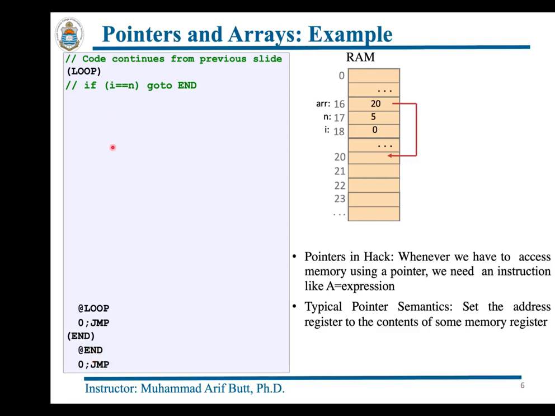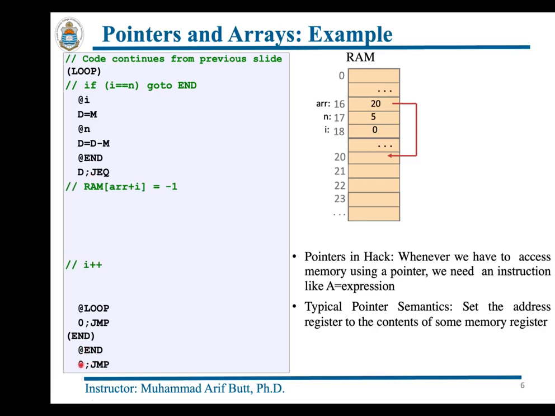Okay, coming back over here. Well, dear students, these 6 Hack assembly instructions are going to check if I double equals n, then go to end. And this is done by subtracting I and n, and after subtraction, if d becomes 0, d semicolon JEQ, this instruction will move the flow of control to the end of the program.